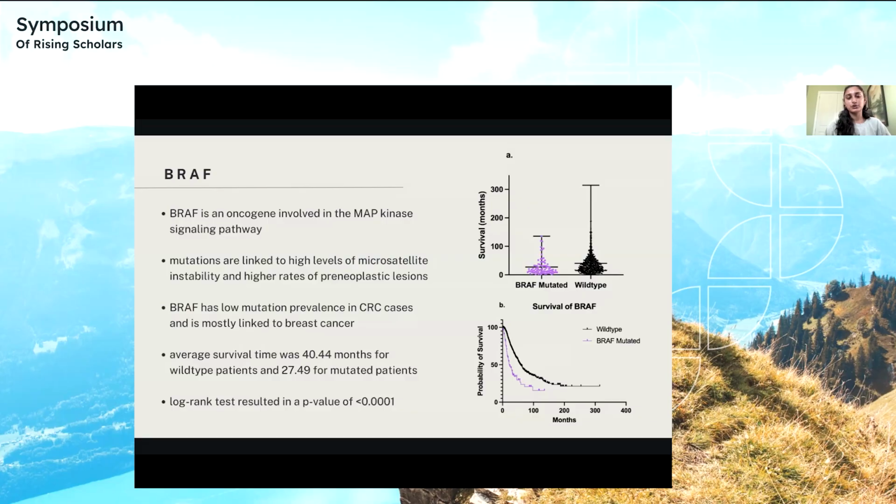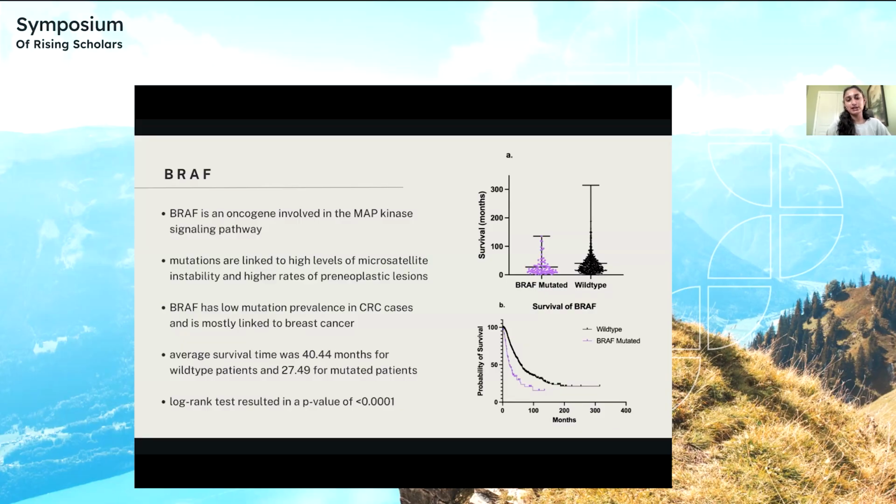It also is linked to high rates of preneoplastic lesions. These are common lesions that are found usually in the large intestine and the colon. If they are treated early on, they don't often develop into colorectal cancer growth, but without any actual treatment, they can turn into adenomas or tumors. So it does have low mutation prevalence in CRC cases, but when it is visible in a CRC case, it is often linked to lower survival.